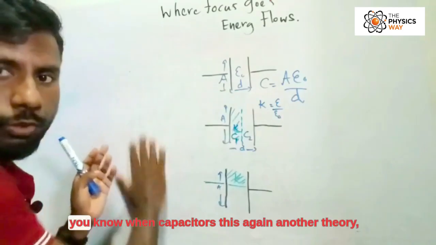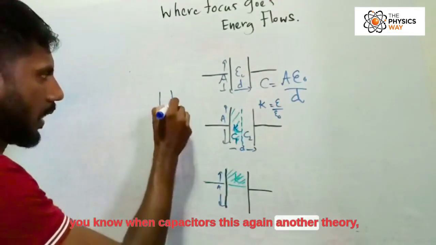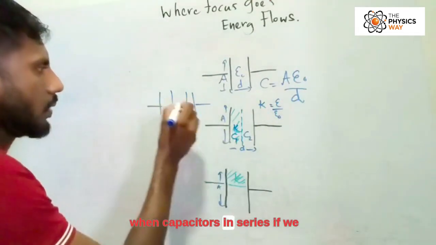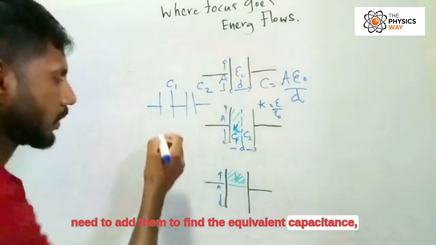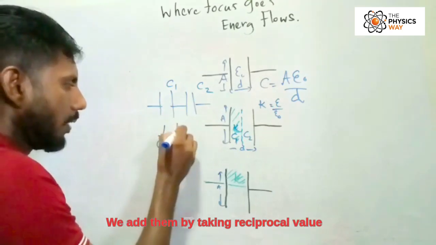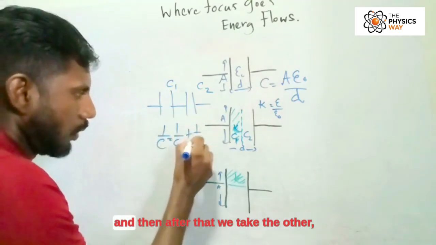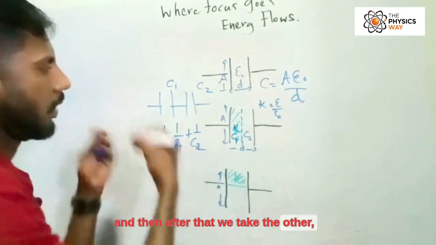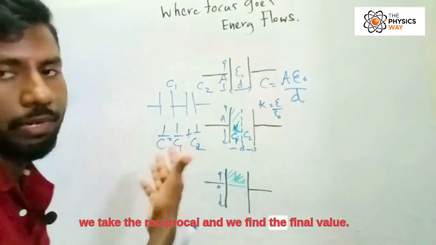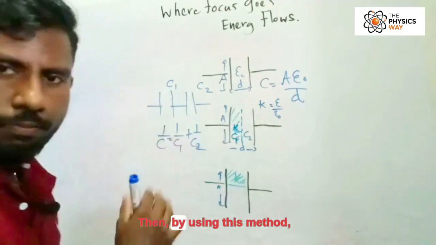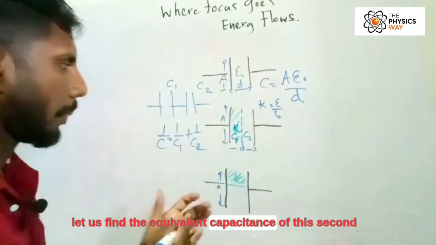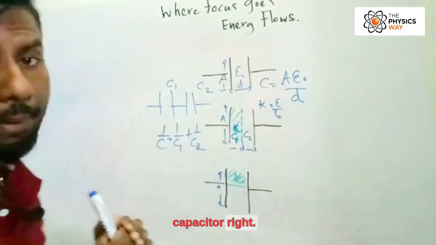In theory, of course, you know, when capacitors are in series, if we need to add them to find the equivalent capacitance, what do we do? We add them by taking the reciprocal values, and after that we take the reciprocal again and find the final value. That of course you know, right? Then by using this method, let's find the equivalent capacitance of this second arrangement.